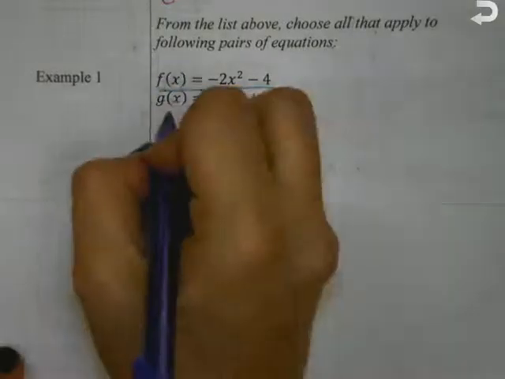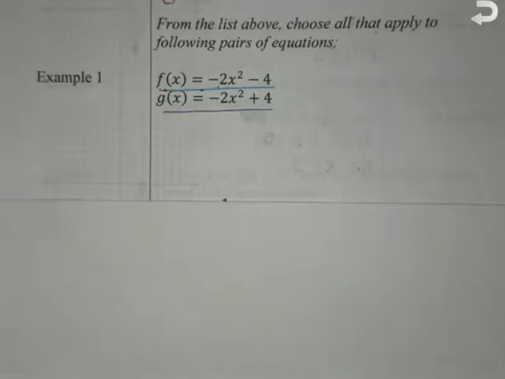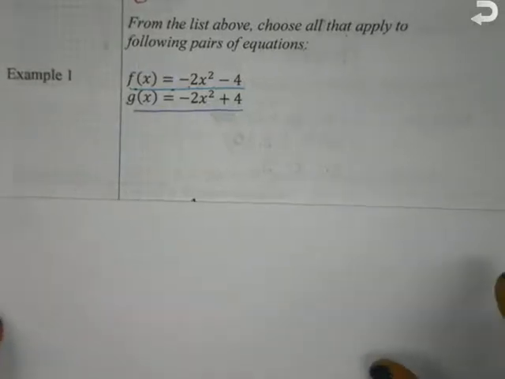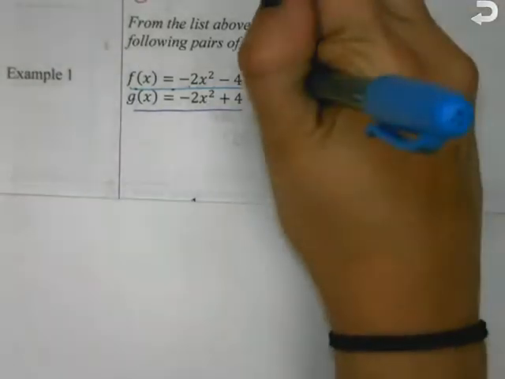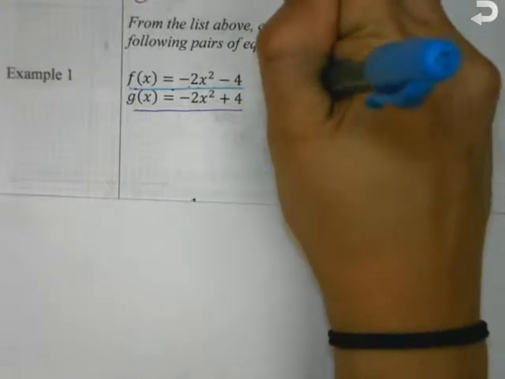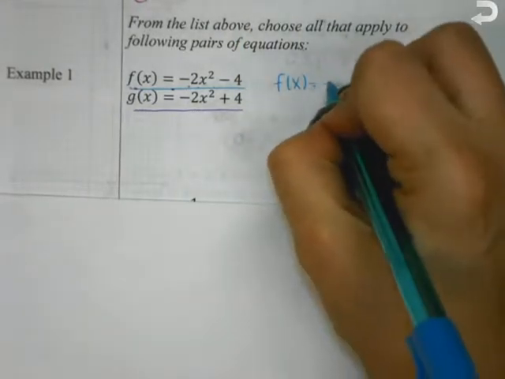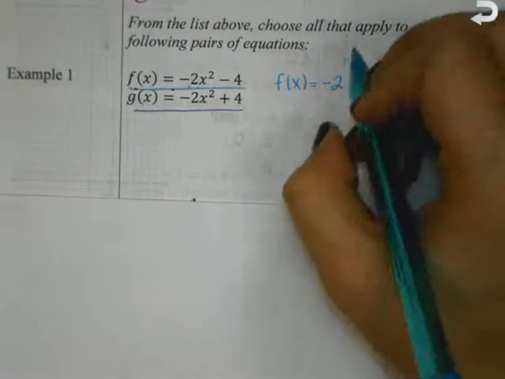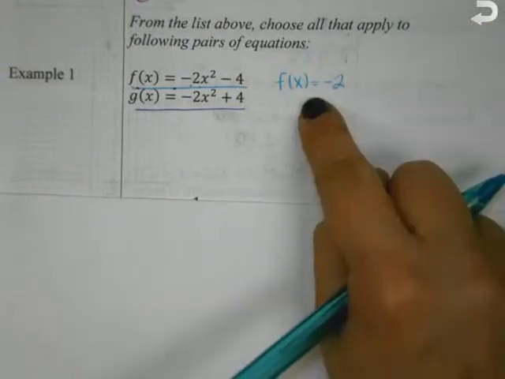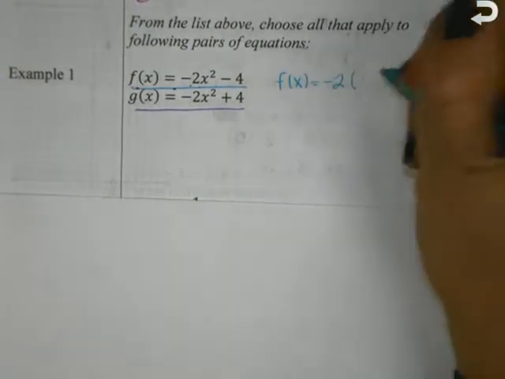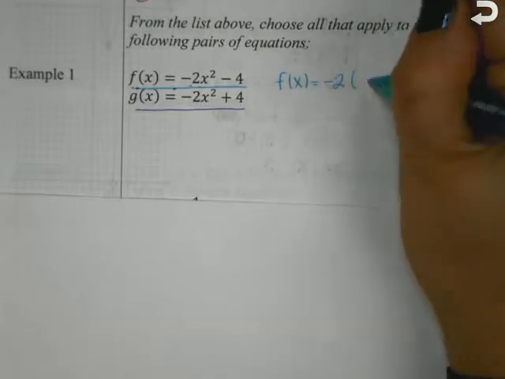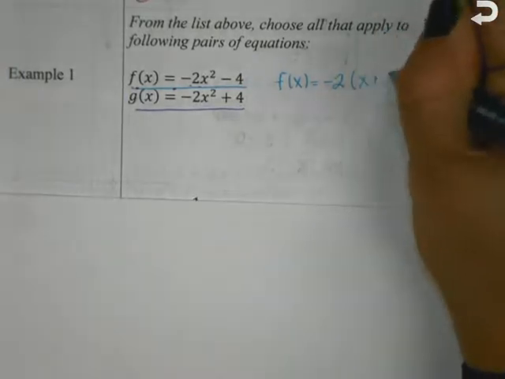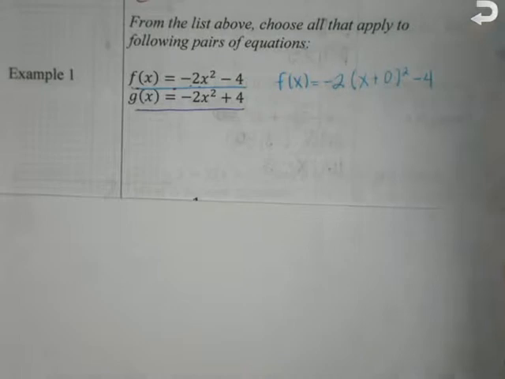For each one, there's a lot of information that we have to figure out, right? So for f of x, let's look at f of x first. I'm going to just write f of x equals, and I'm going to write the equation again. Let's rewrite f of x in terms of h and k in vertex form. So that's going to be x plus what? 0 squared minus 4. And then let's just start listing some information.